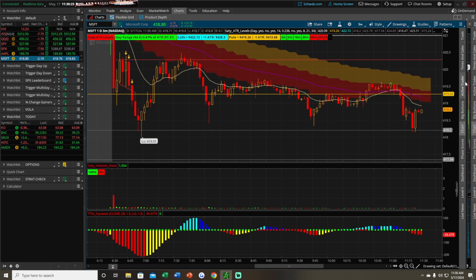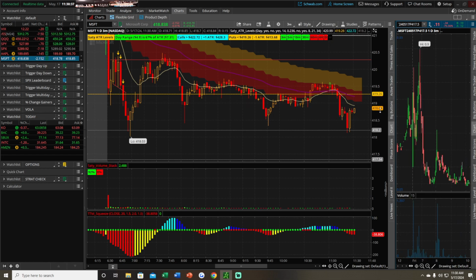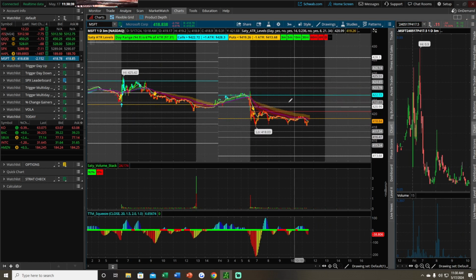Super simple. You can see here, I have the contracts here. So I entered 648 contracts at 0.55 and went to 0.9 in about 9 minutes. So 63% at the peak. And yeah, that's basically it.